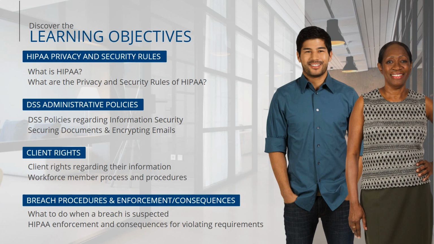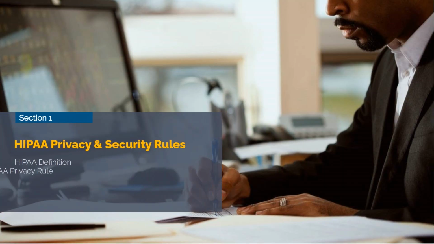To get started, simply click on one of the learning objectives listed on your screen. Once you've completed all 4 objectives, you'll complete a quiz. In order to pass this training, you must score 80% or higher on the quiz. So let's get started. HIPAA privacy and security rules.